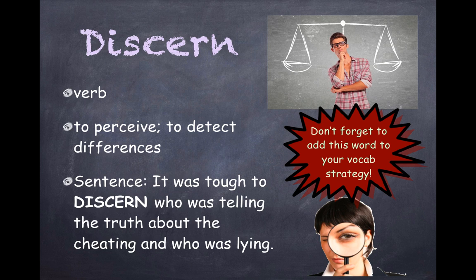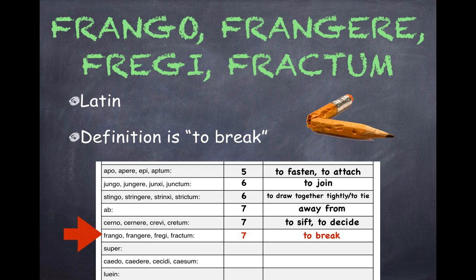We have 1 more root and 3 more words. Your final root for lesson 7 is frango, and it means to break. A way that I like to remember this root is if you look at the last version of the root, it's fractum. And I think about how if you fracture a bone, you break a bone. So that's sort of a trick that I've used to help remember the definition for this one. Make sure you add it to your root card.